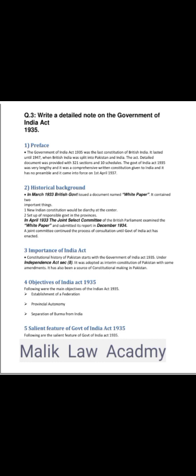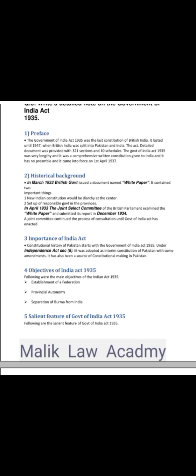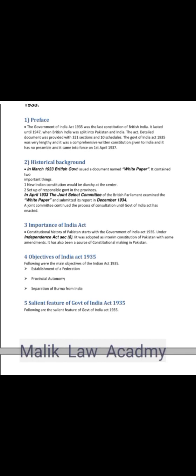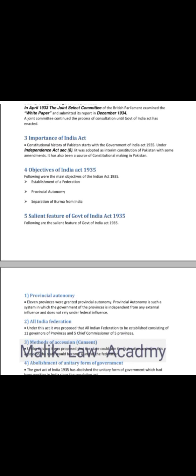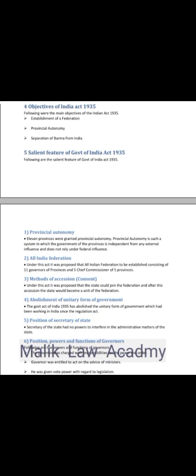Objectives of the India Act 1935: establishment of a federation, provincial autonomy, separation of Burma from India. Salient features of the Government of India Act 1935. Provincial autonomy. 11 provinces were granted provincial autonomy. Provincial autonomy is a system in which the government of the provinces is independent from any external influence and does not rely on federal influence.